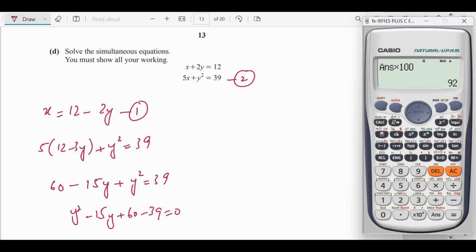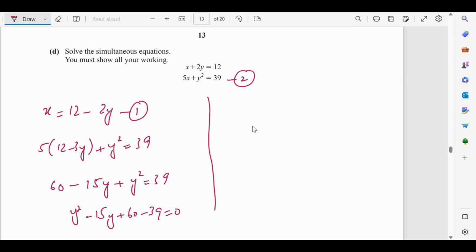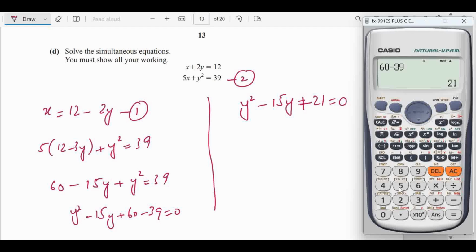So we can find it out using the calculator that 60 minus 39 will be equals to 21. So this will become y square minus 15y plus 21 is equal to 0. Now this is a quadratic equation. So we can find it out using the calculator also. So let's use the calculator. A is 1, B is negative 15, and C is 21. So we will have two roots.